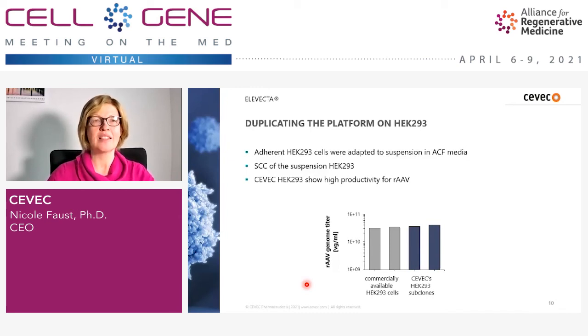We then did a subcloning of this suspension HEK cell line and tested these subclones. I'm just showing you 2 of the subclones here that were tested for the ability to generate AAV by triple transfection, the standard triple transfection method. When we compare them to commercially available 293 cells, which are high-performing cell lines of competitors, we see the same titers in our 293 cells. So we felt confident to move ahead and duplicate the Elevector platform on these cells.